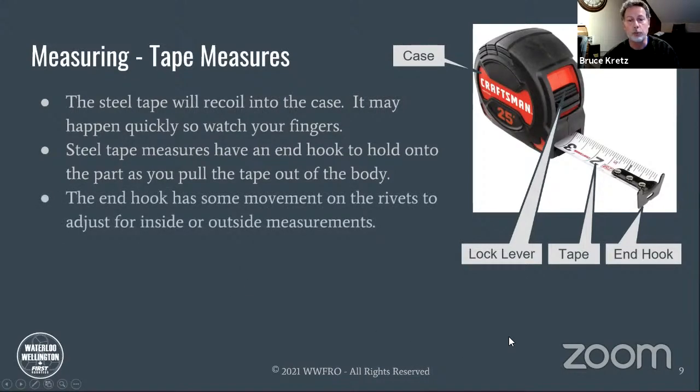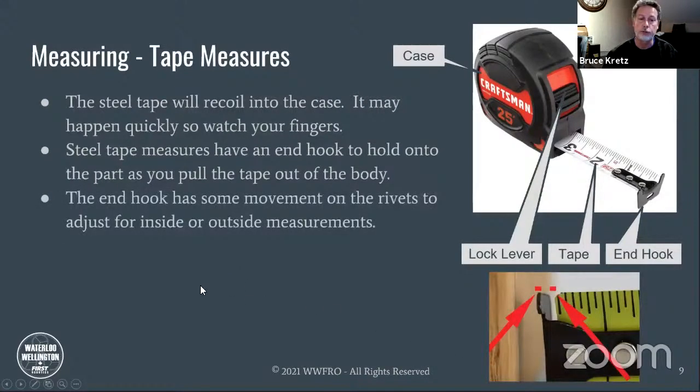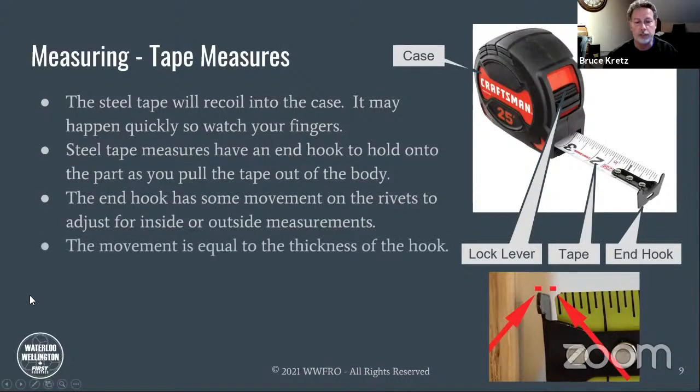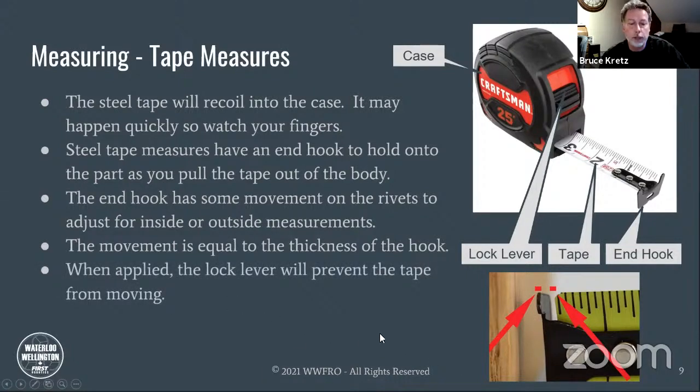The end hook has some movement on the rivets to adjust for inside or outside measurements. This is normal and it needs to be there. So the end hook will slide back and forth a little bit. The movement is equal to the thickness of the hook. And you can see that dimension between those two red lines, that is how much this will move, and that is how thick that end hook is. When applied, the lock lever will prevent the tape from moving.